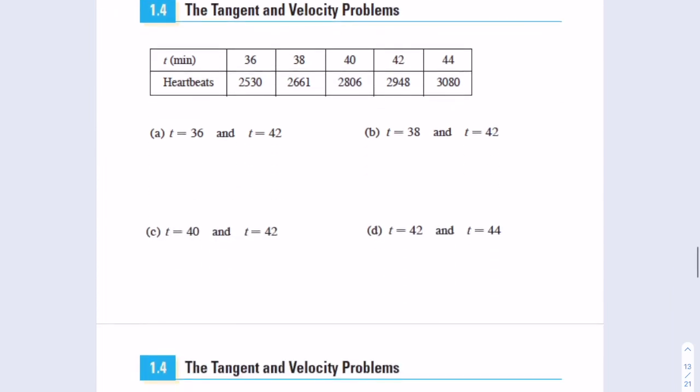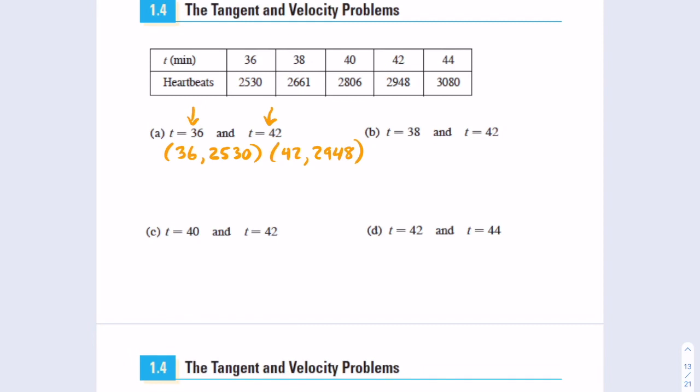So what we want to do is gather information from the 36th minute and the 42nd minute. To find the slope between two moments, we're finding the slope of a secant line because there are two data points. So we're finding the slope of a secant line, also known as average rate of change. At the 36th minute, we have 2,530 heartbeats. At the 42nd minute, we have 2,948 heartbeats.